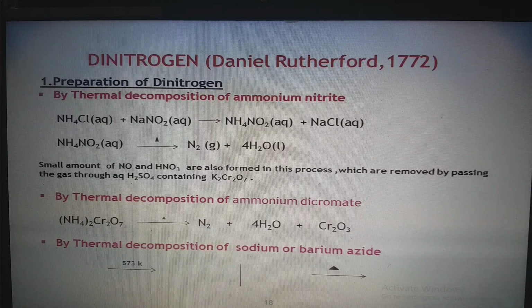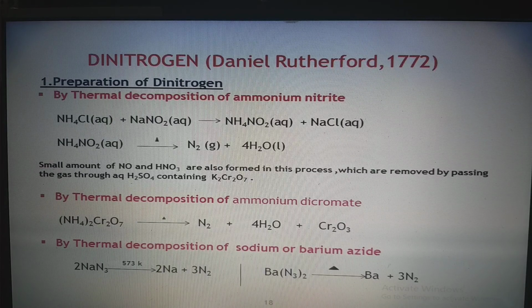The third method is by thermal decomposition of sodium or barium azide. An azide is a compound which contains N3, meaning all three nitrogen atoms are linked to each other. Here we can see that sodium azide decomposes at 573 Kelvin to liberate nitrogen gas, and free sodium metal is obtained. Similarly, barium azide also decomposes thermally to give nitrogen gas, and barium metal is liberated.